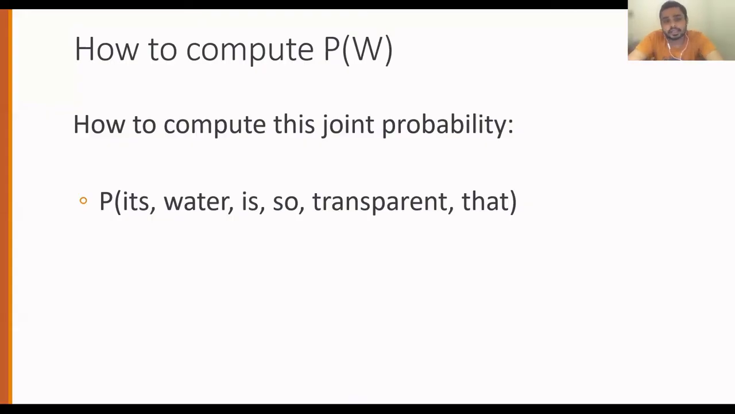So let's begin the task of computing the probability P(w|h), the probability of a word w given some history h. Suppose the history h is "its water is so transparent that", and we want to know the probability that the next word is "the". So this can be written as the probability of "the" given "its water is so transparent that".